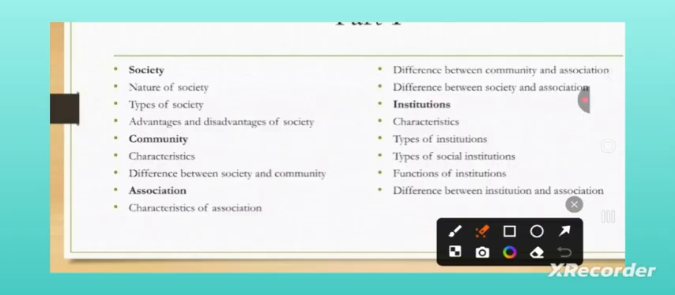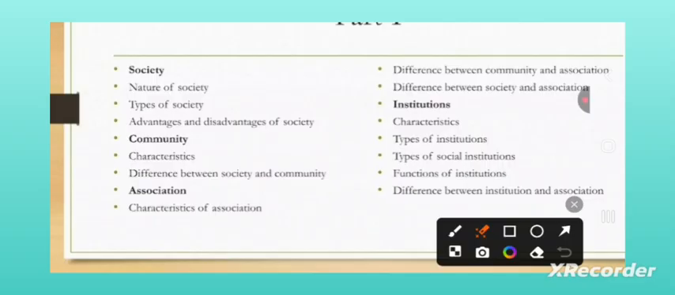The characteristics: fulfill basic needs. They solve fundamental problems. Example, families solve the need for reproduction and socialization. Stable and enduring, they last across generations. Abstract, like society, it's a system of rules, not a group of people.